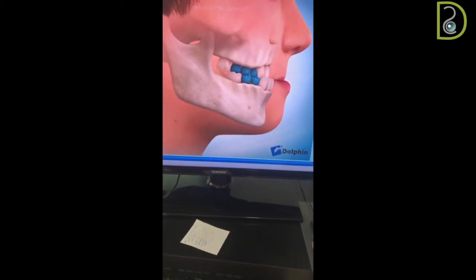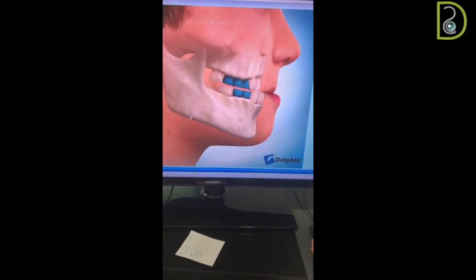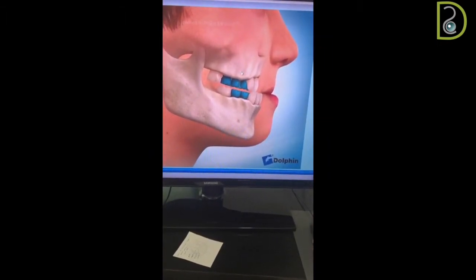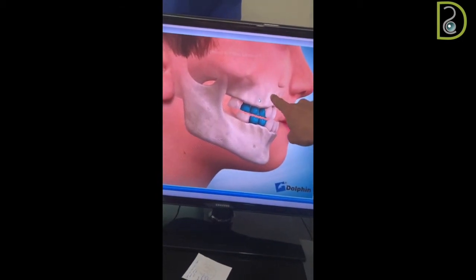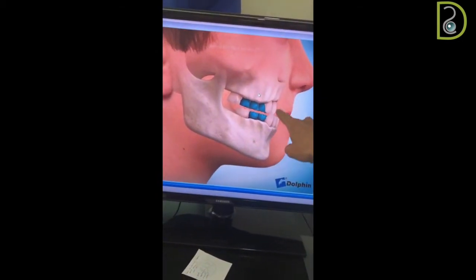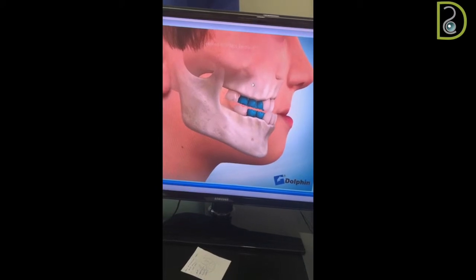Now, this is my patient. It's a skeletal class 3. The problem is due to a retrognathic maxilla. The maxilla is backward. The patient has a negative overjet.